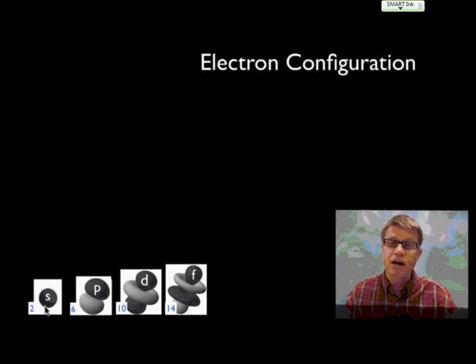What's interesting about the s is it has only 1 orbital in it. The p has 3 orbitals, so you could have 6 electrons. D has 5 orbitals, so you could have 10 electrons, and F is going to have 7 orbitals, so you could have 14 electrons.